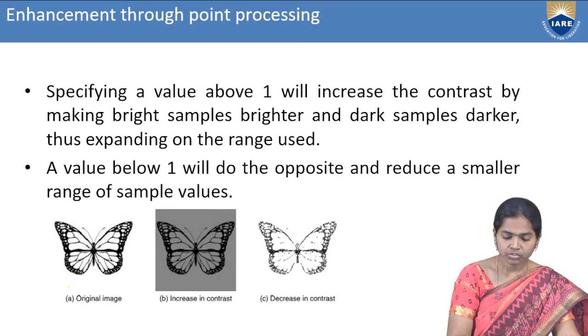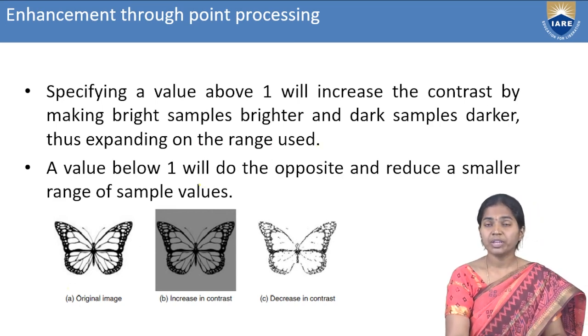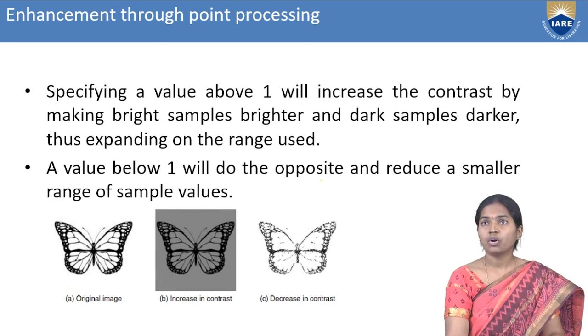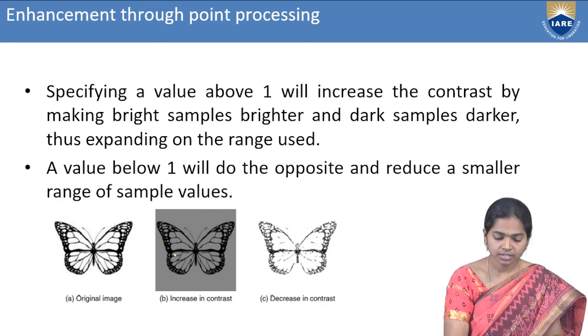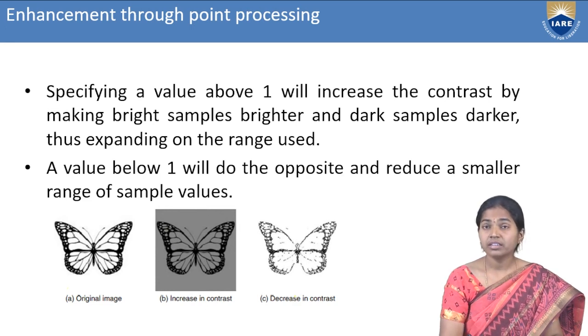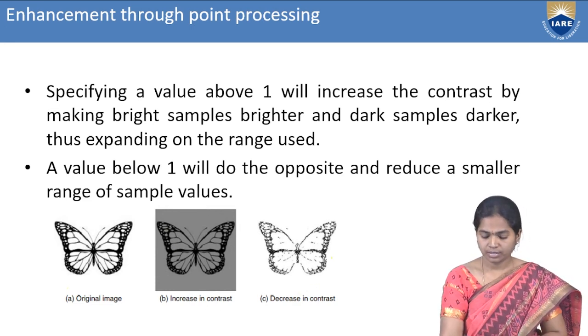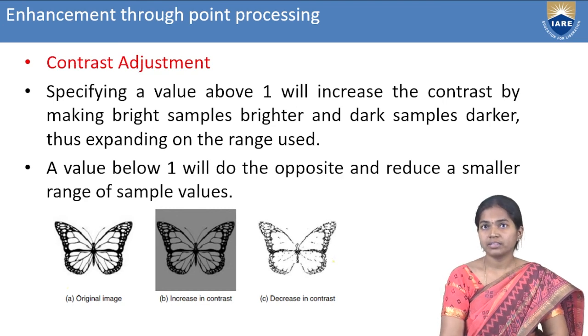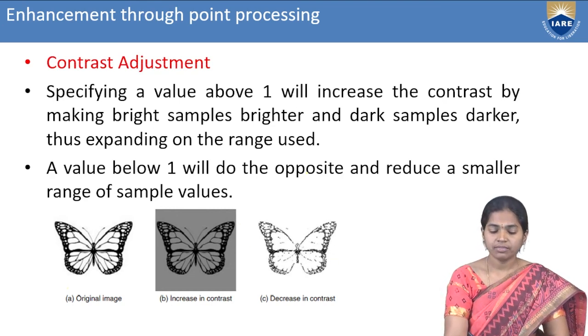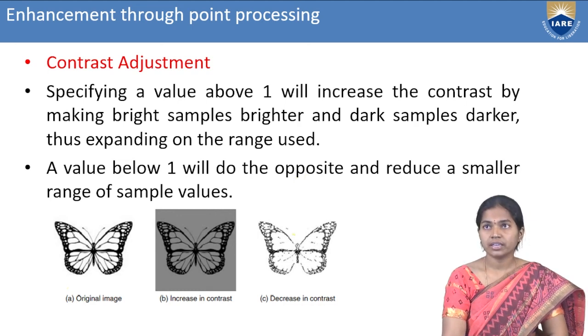So this is the original image. A value below 1 will do the opposite and reduce the range of values. So here is the increase in contrast, and here the decrease in contrast. So based on the gray level values, we can increase or decrease the contrast.